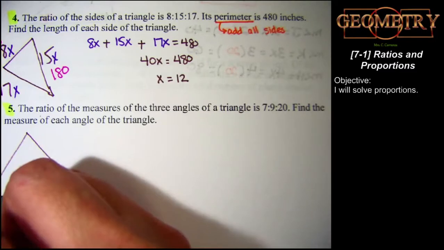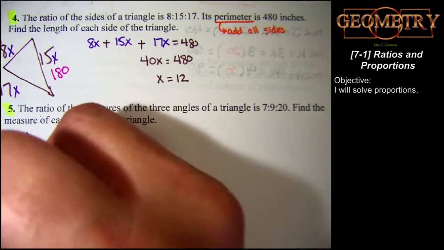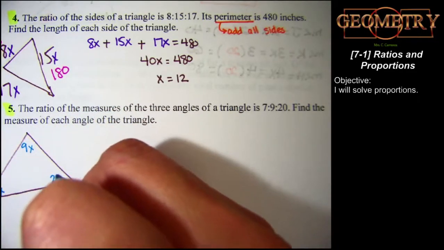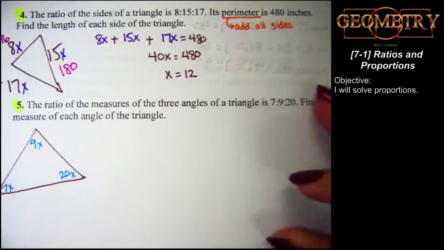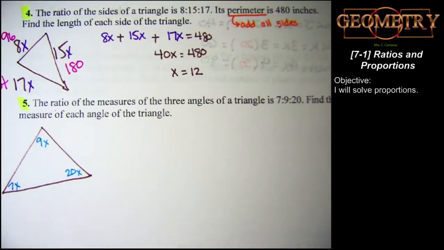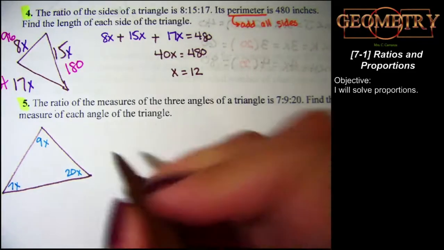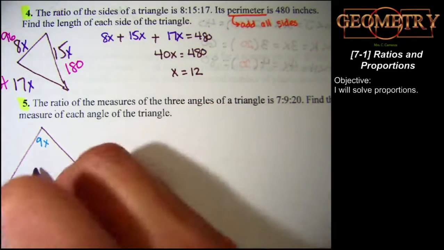One's going to be 7. The other is 9. The other is 20. And again, I've put that x in there as I've got to count by this much. What do you get when you add up all the measures inside of the angles of a triangle? They add up to?